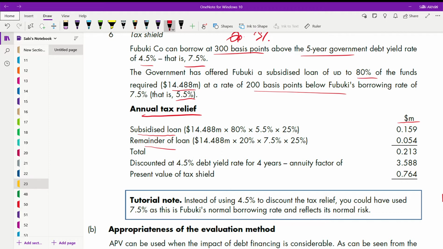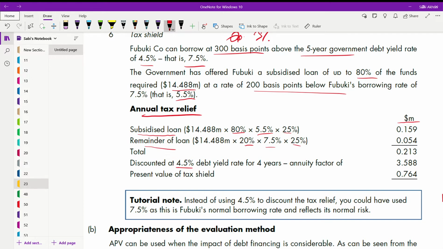So here the subsidized loan is just 80%, and the remainder of the loan will be 20%. Here the rate is 5.5%, here the interest is 7.5%, but the tax rate is 25%. You have to add both. After that, don't forget to discount it, right? You have to discount it at this rate, 4.5% for 4 years.